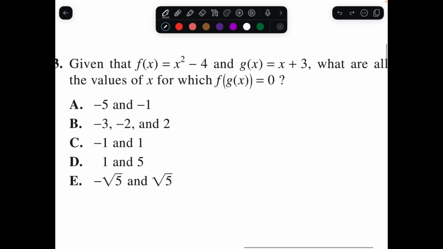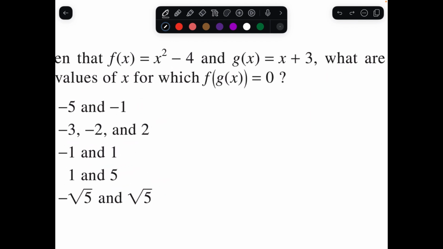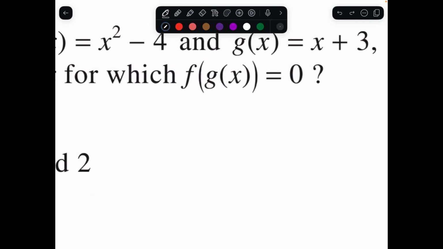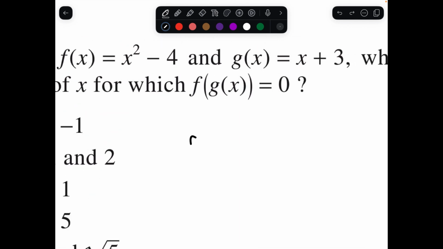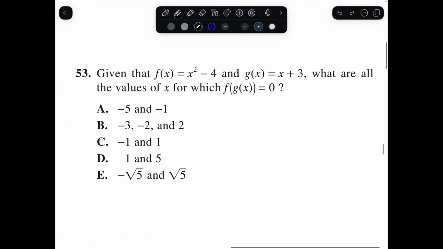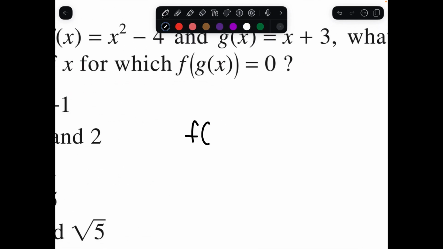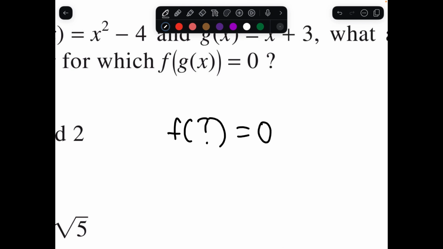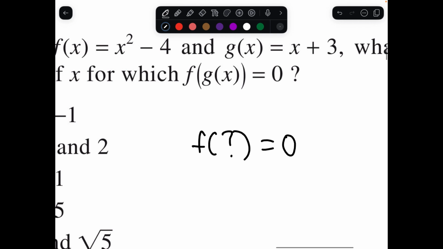So let's ignore g of x for now. So let's look at the outside. So it's saying f of the input, and let's just call the input question mark for now. This equals 0, right? In this case, the input is basically g of x, right?